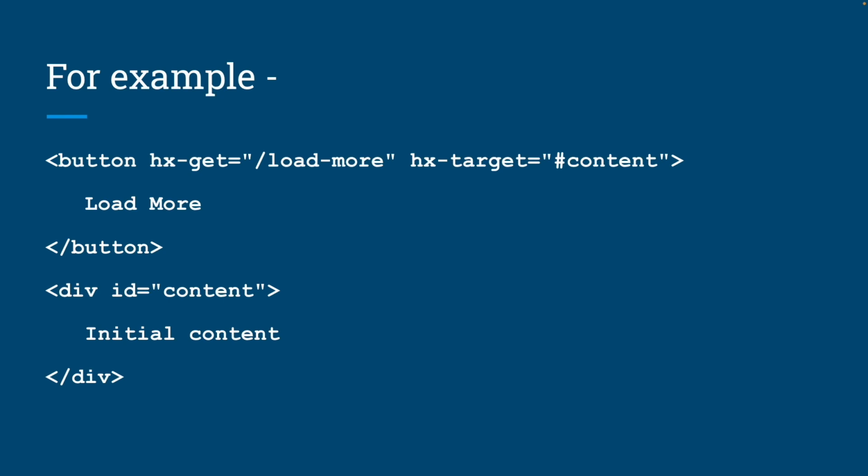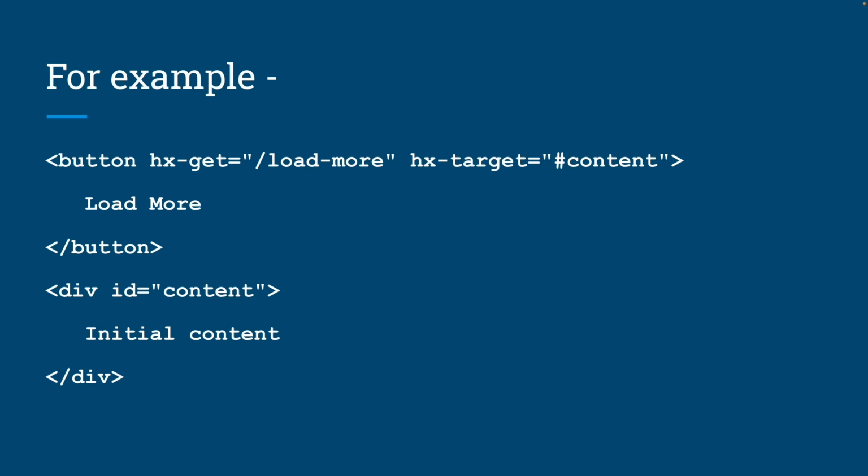In a traditional JavaScript approach, you would need to write JavaScript code to handle the click event, make an AJAX request to the server, and update the page content when the response is received. But with HTMX, you can achieve the same result using HTML attributes without writing JavaScript. In this case, we have a button element with two special HTMX attributes. First one is hx-get. This attribute tells HTMX to make an HTTP GET request to the server when the button is clicked. The load more URL represents the endpoint that will provide additional content.